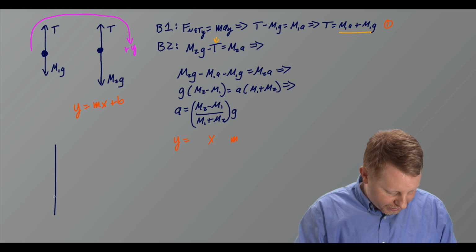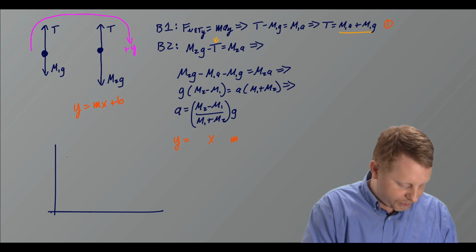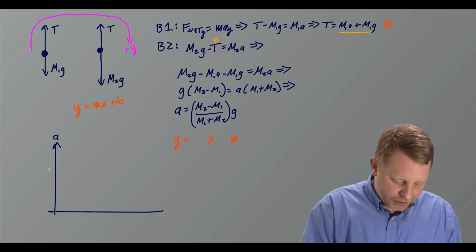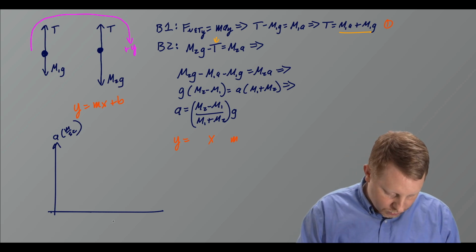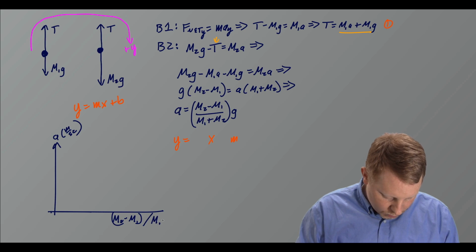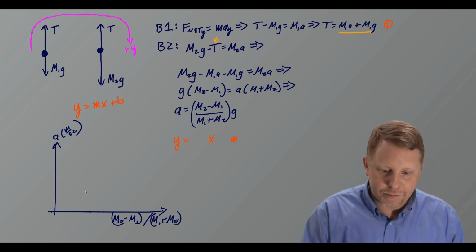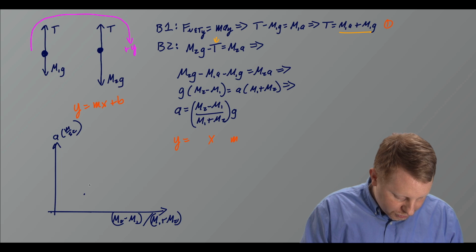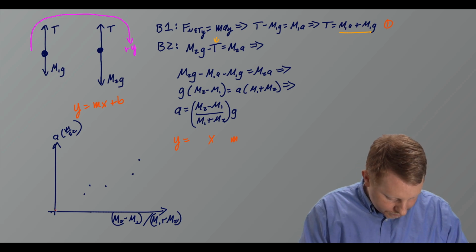And I'm just going to do this fast. We have acceleration on the y-axis, measured in meters per second squared. On our x-axis, we have the quantity (m2 minus m1) divided by (m1 plus m2). And as that's mass divided by mass, that's unitless. Go ahead and plot your points, being careful to make sure you get them in the right spots. I don't know, something kind of like that. Draw your best fit line.